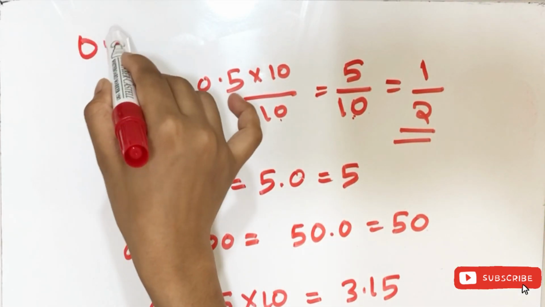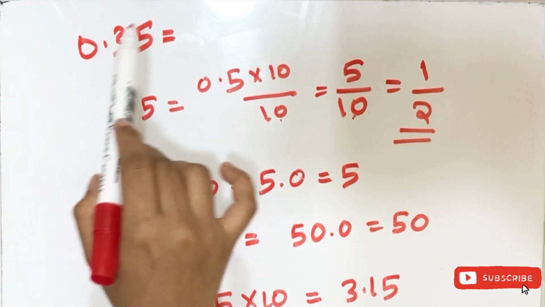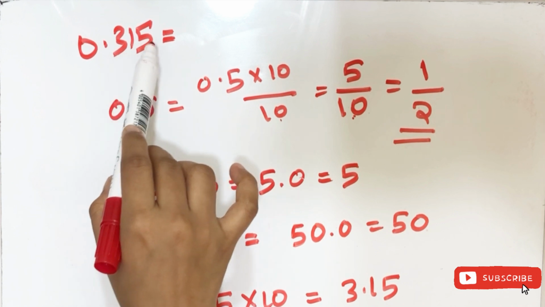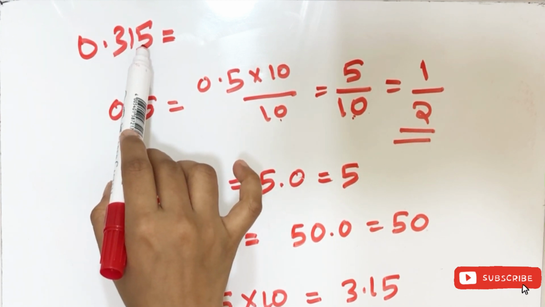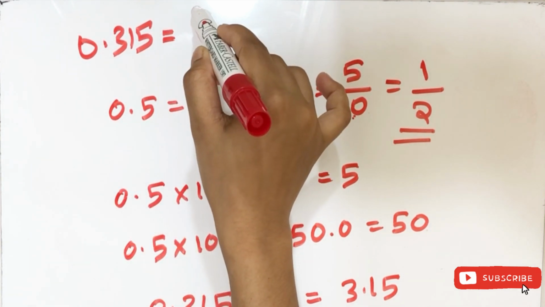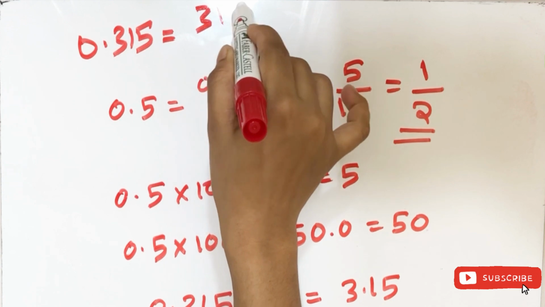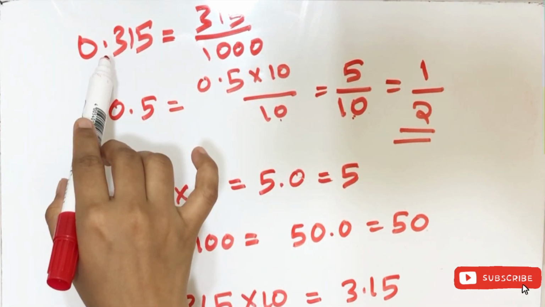So what is 0.315? To cancel the decimal point, after the decimal there are 3 numbers. So we can multiply by 1000. So 0.315 times 1000 is 315, divided by 1000. This is 0.315.